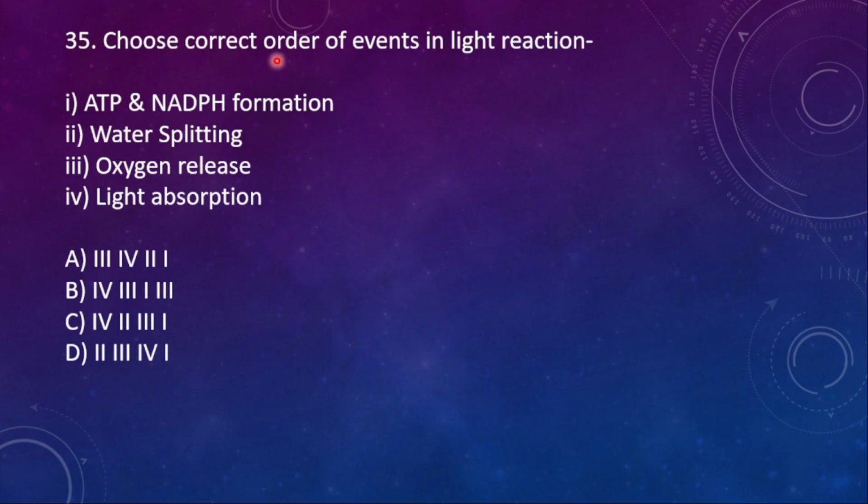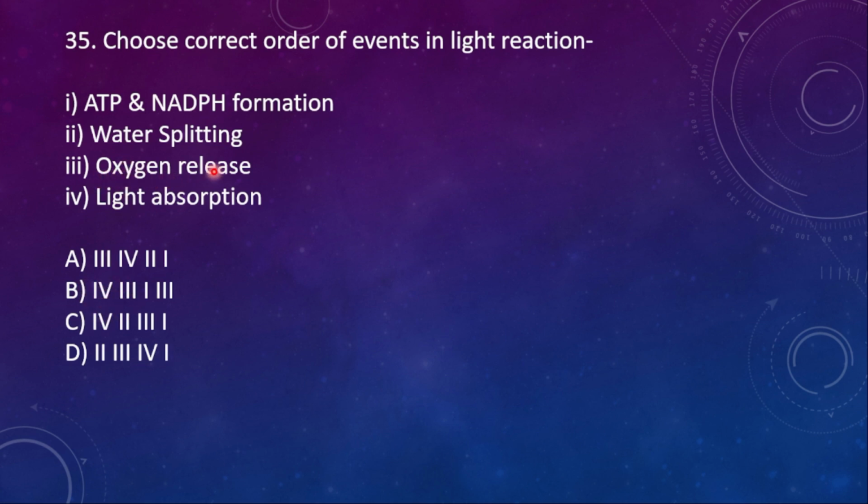35. Choose correct order of events in light reaction. First, ATP and NADPH formation? No, it will be last. Why? Because first what happens in light reaction? Absorption happens. Light absorption. Which one is fourth one? Where is fourth one? 2, and then B and C are having fourth one.